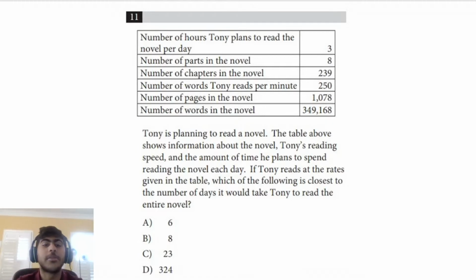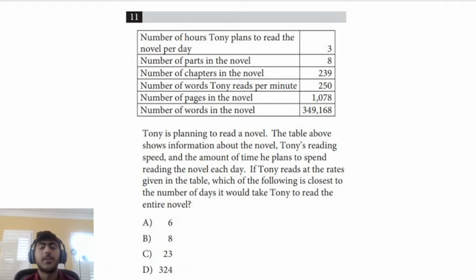So we're here at question number 11, and we're told that Tony is planning to read a novel. The table above shows information about the novel, Tony's reading speed, and the amount of time he spends reading the novel each day. If Tony reads at the rates given in the table, which of the following is closest to the number of days it would take Tony to read the entire novel?